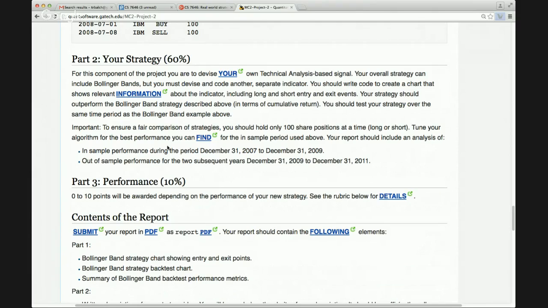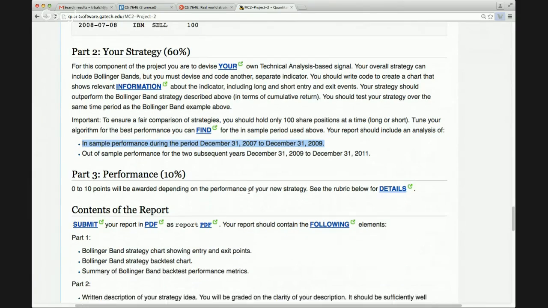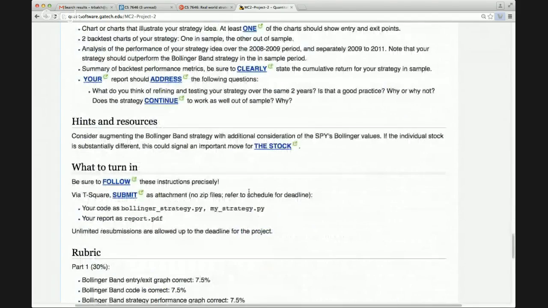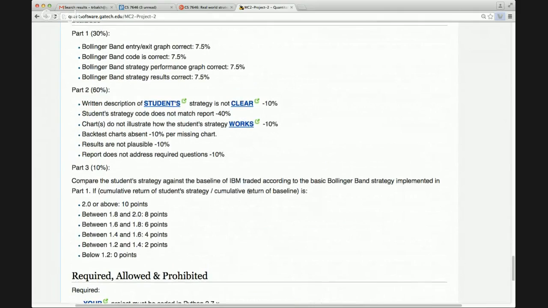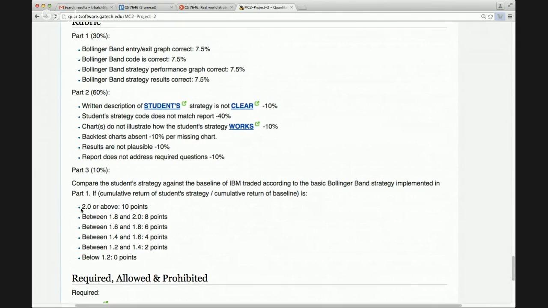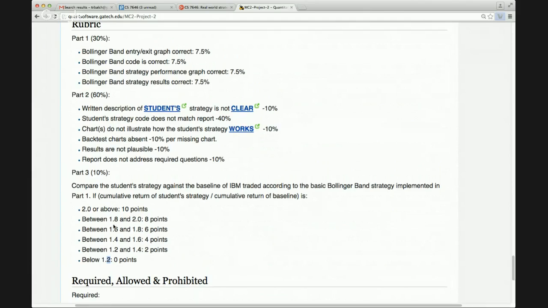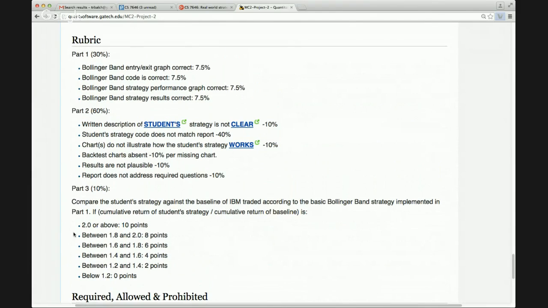But what's important is your in-sample performance has to do better than the baseline. And below here in the rubric, we talk about the credit you get for doing better than the baseline. So if you do two or more times better than the baseline, you get the full 10 points, so you can get 100% there. If you don't do better than 20% better than the baseline, you get 0 points for that component, and you could get up to a 90%. So that is this upcoming assignment due Monday night.